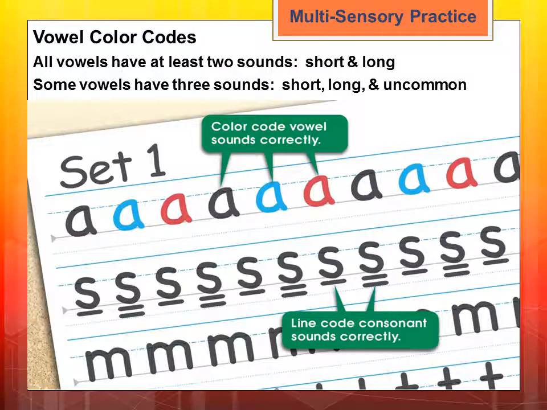As previously mentioned, students are taught to color code their vowels. All of the vowels have at least 2 sounds, a short sound and a long sound. But vowels A, U, and O have 3 sounds, a short sound, a long sound, and a third uncommon sound. For the first sound of vowels, we color code them black. For the second sound, the one that names their letter name, that is color-coded in blue. And finally, if it is one of the vowels that has a third sound, it will be color-coded in red.